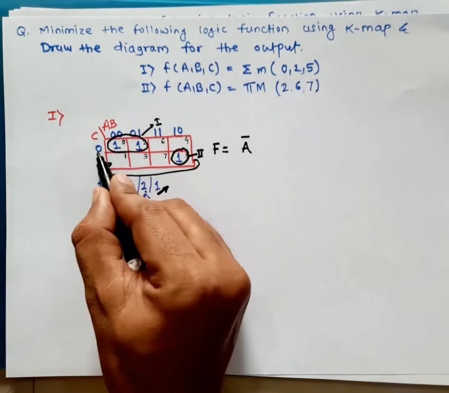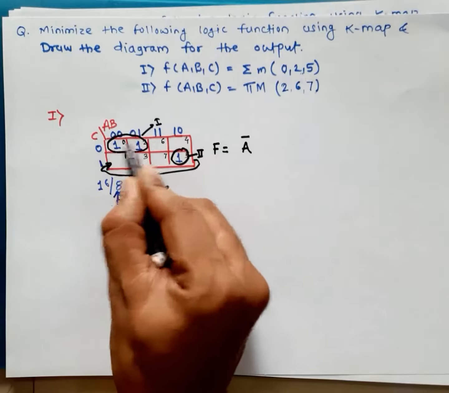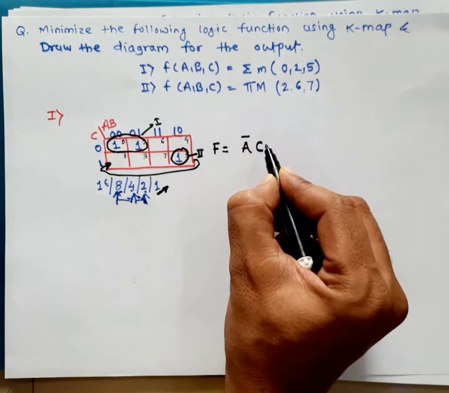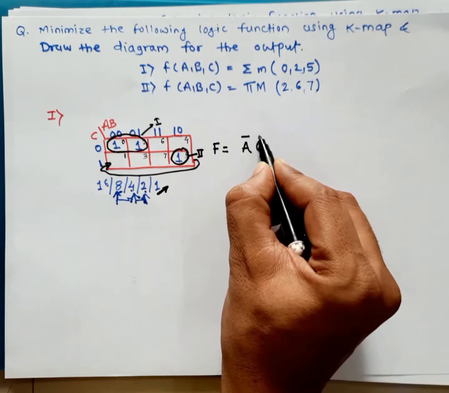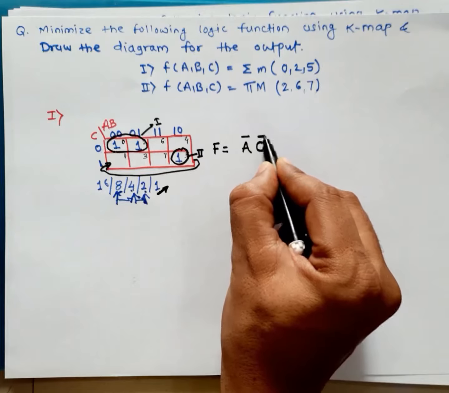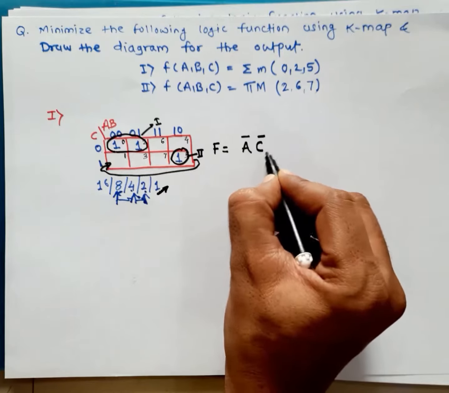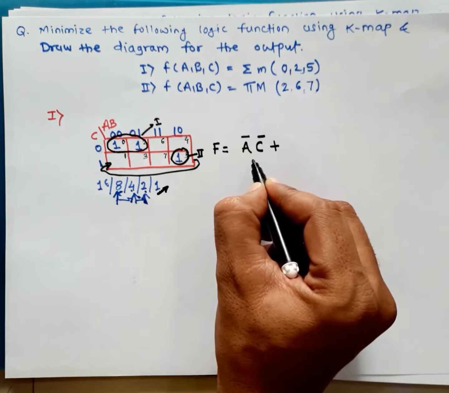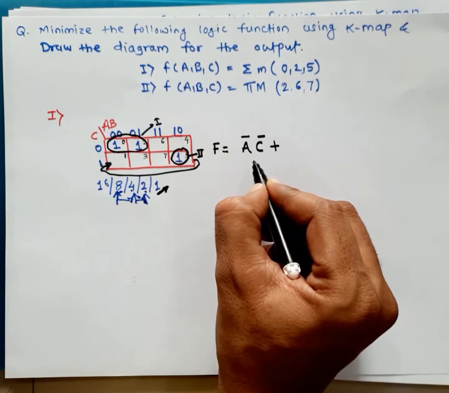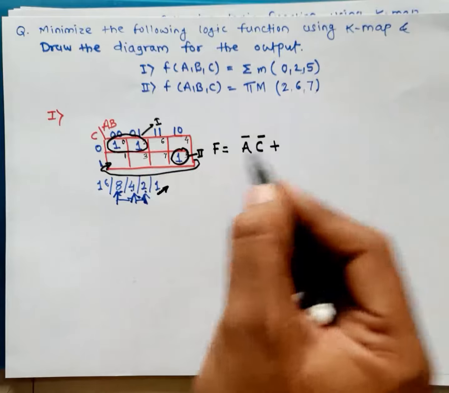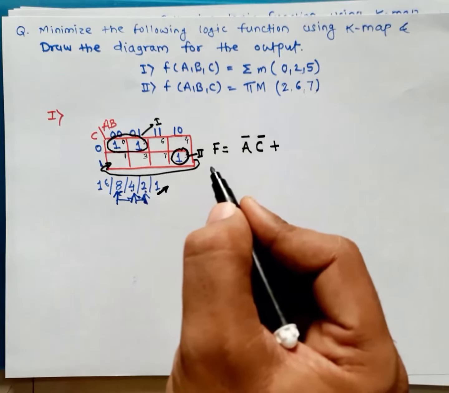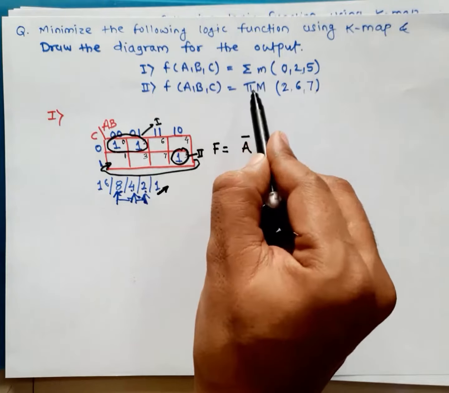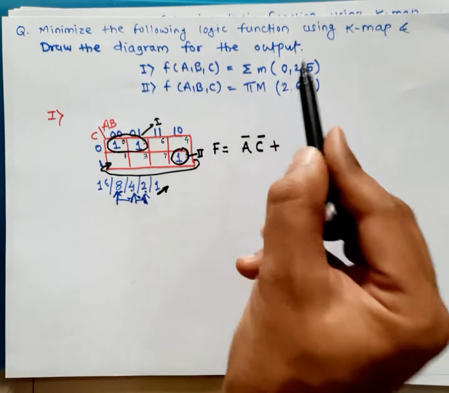Then, for this particular group, the value of C is 0. Again C is 0. So A bar into C bar. This is the first term. Now a plus sign, because we need to write the final equation in SOP form. The default form of a K map is SOP form. If the function does not mention any sign, then you can consider SOP form.